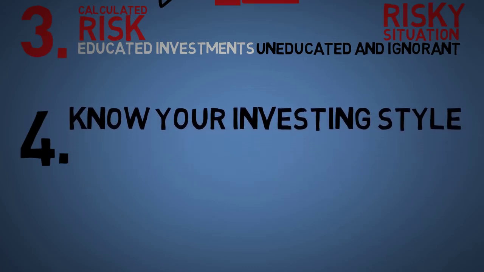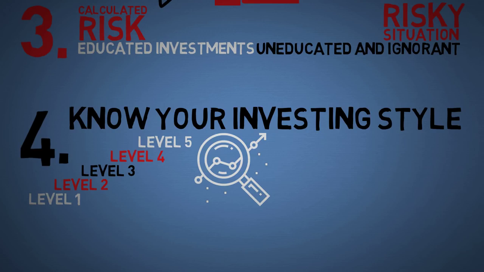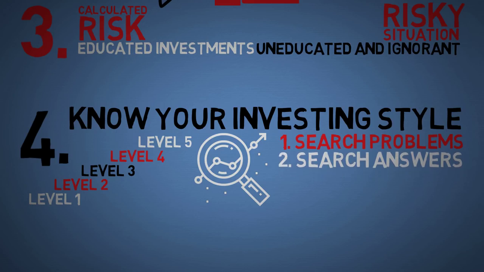Next up, know what kind of investor you are. Firstly, you need to know whether you work on level 1, 2, 3, 4 or 5. And secondly, you need to analyze your strategy. There are 3 types of investors. Type 1 searches for problems. The second type has problems and is looking for solutions and answers.